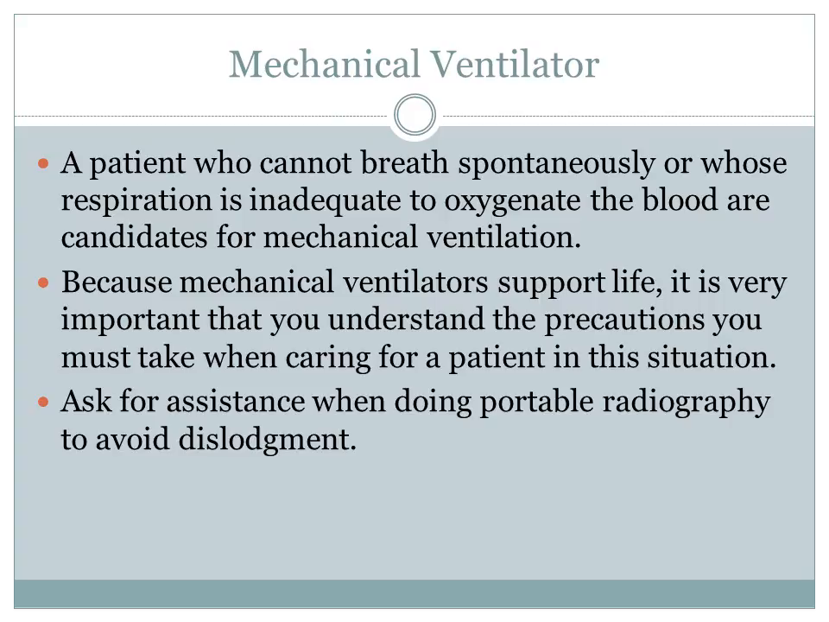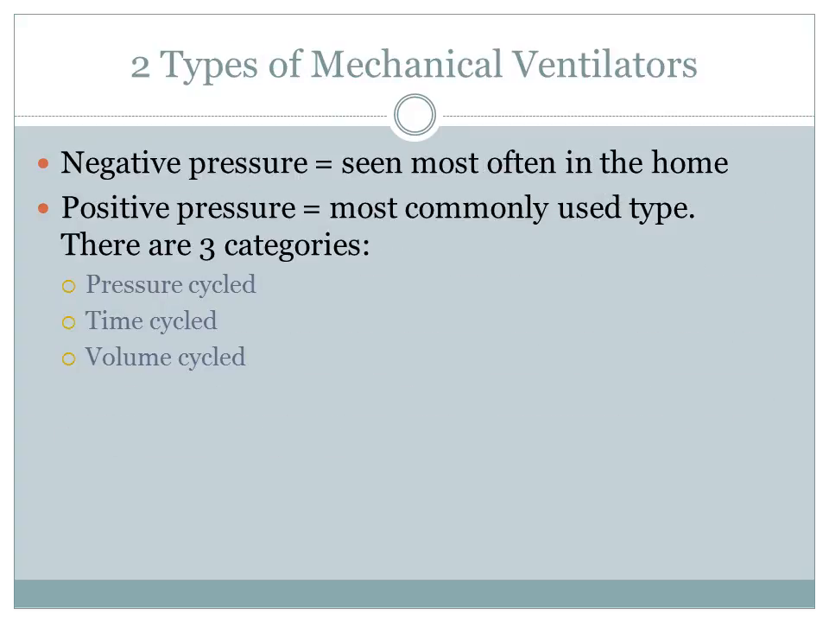Mechanical ventilator. A patient who cannot breathe spontaneously, or whose respiration is inadequate to oxygenate the blood, is a candidate for mechanical ventilation. Because mechanical ventilators support life, it is very important that you understand the precautions you must take when caring for a patient in this situation. Ask for assistance when doing portable radiography to avoid dislodgement. There are two types of mechanical ventilators: negative pressure, seen most often in the home, and positive pressure, which is the most commonly used type. There are three categories: pressure cycled, time cycled, and volume cycled.